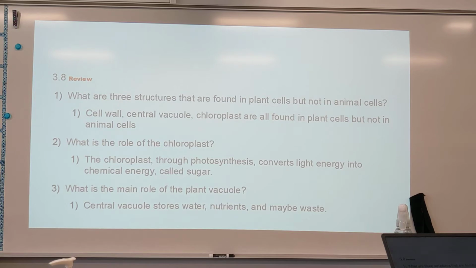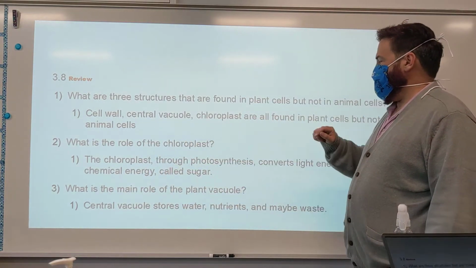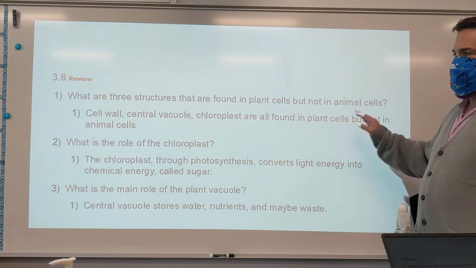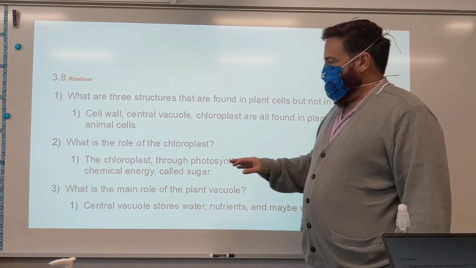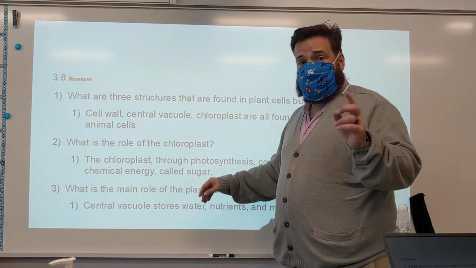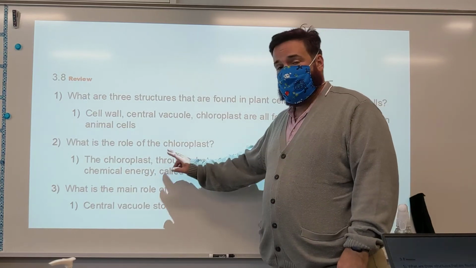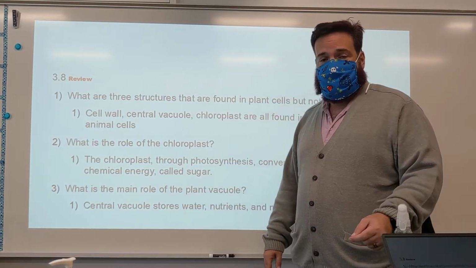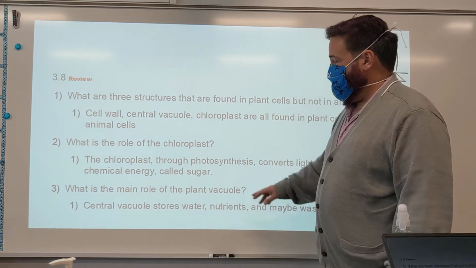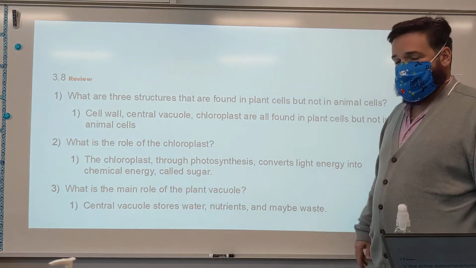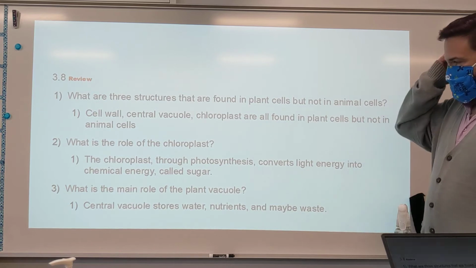All right, 3.8. Cell wall, central vacuole, chloroplast. These are all found in plant cells, but not in animal cells. Well, the chloroplast, you should know this. Like the mitochondria convert sugar into ATP, it's the chloroplast that makes the sugar. Our cells cannot make sugar because we're not plants. But chloroplasts in plants can make sugar. That's why we eat plants.